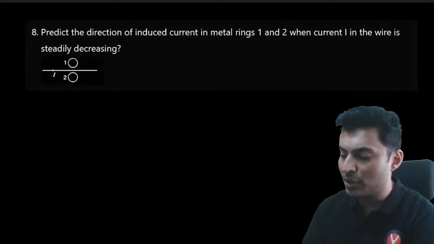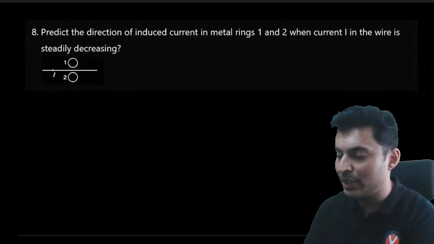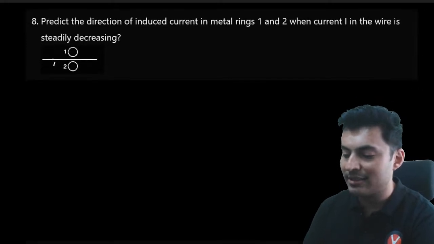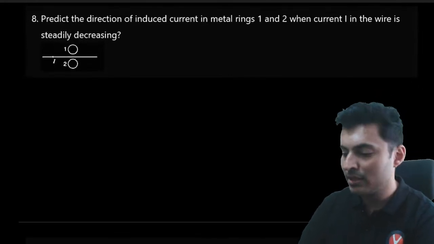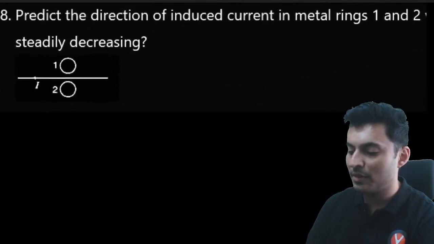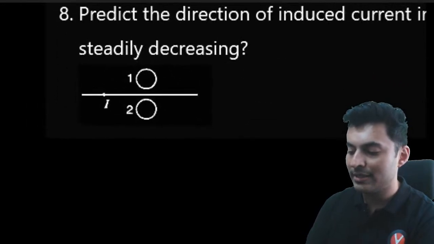Great. Predict the direction of induced current in the metal rings 1 and 2 when current I in the wire is steadily decreasing. This is a question based on your Lenz's law.